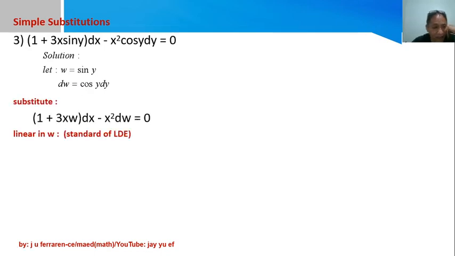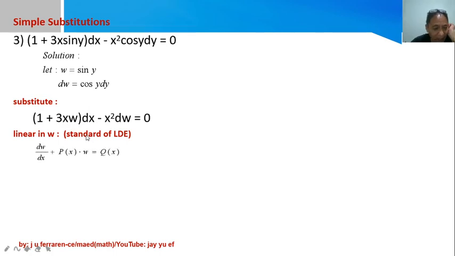Now substitute. So I obtain an equation which looks simpler. We have (1 plus 3xw) dx minus x squared dw. Upon checking, this is linear in w. This is dw, this is x, so there is no term involving a function of w with the dw. I have a w here which is raised to the power 1 only. So this is linear in w.